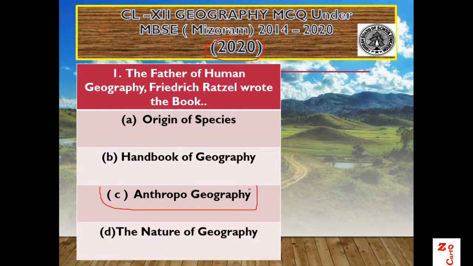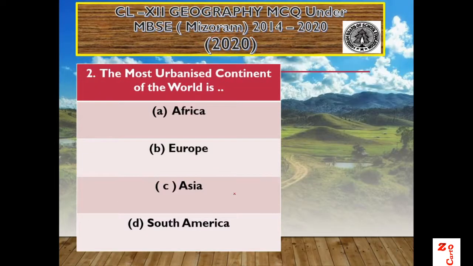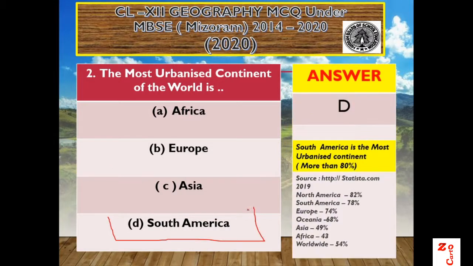C. Anthropogeography. The most urbanized continent of the world is A. Africa, B. Europe, C. Asia, D. South America. D. South America. South America is the most urbanized continent, more than 80%.